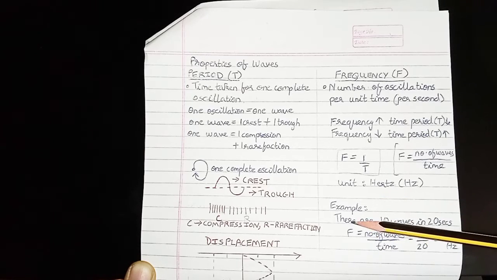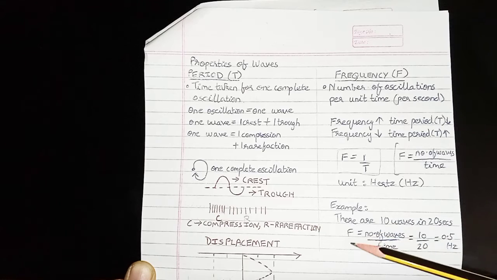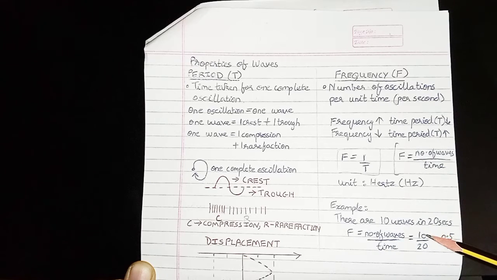Let's take an example. If there are 10 waves in 20 seconds, how will we calculate the frequency? We can put this in the formula. F is equal to number of waves, which is 10, divided by the time, 20 seconds. So 10 waves divided by 20 seconds, we get the answer 0.5. This is in hertz.